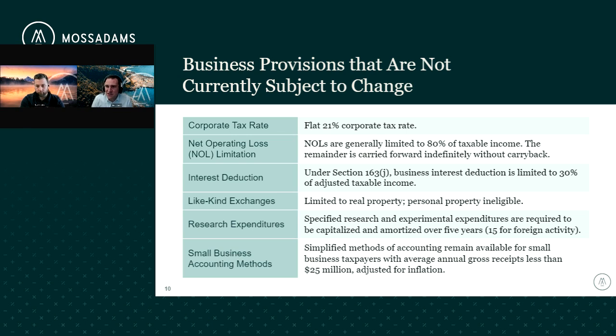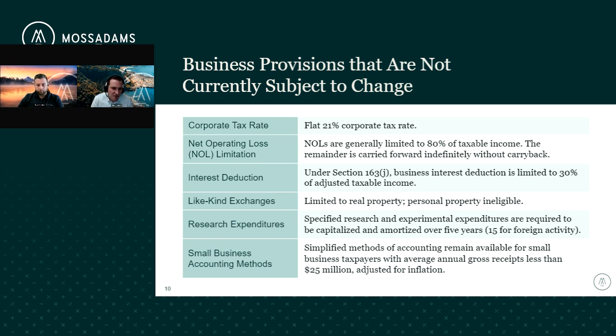Another thing that changed as part of the TCJA that's continuing to stay is that like-kind exchanges are limited just to real property. So just land and buildings are what can be exchanged, other real property there. Equipment and automobiles are no longer subject to that treatment, which for the most part makes things a little bit easier from a record-keeping standpoint, but something to be aware of.